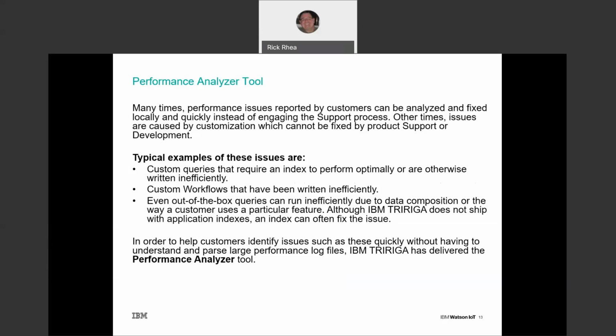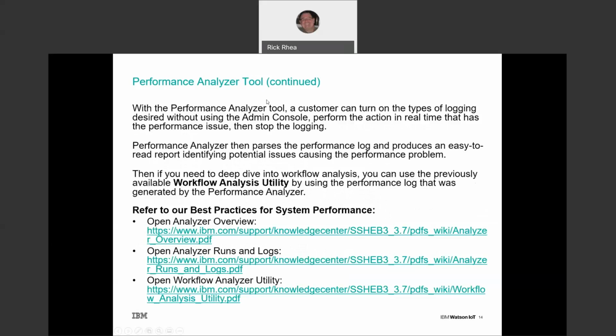Even the out-of-the-box queries could run inefficiently because TRIRIGA doesn't ship with application indexes. We don't know how the customers are going to use a particular application and set of data. So it might be an out-of-the-box query, but again, all it needs is an index to run efficiently. So we've developed this little tool called Performance Analyzer, and it really is a nice tool. I want to take you through what it does.